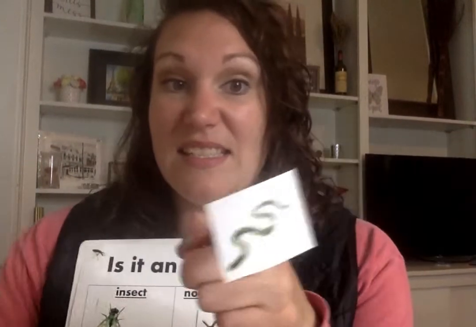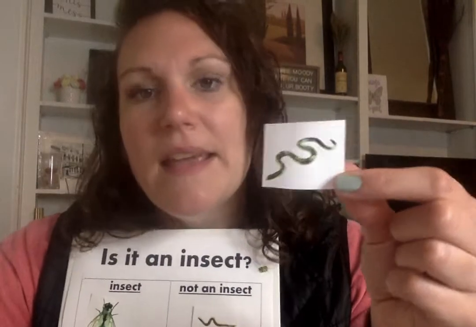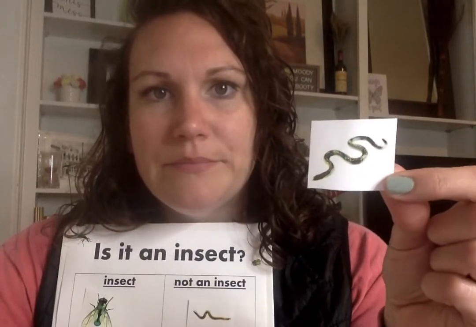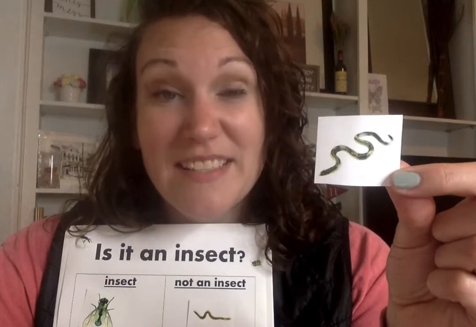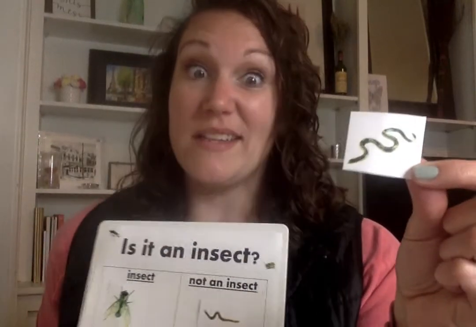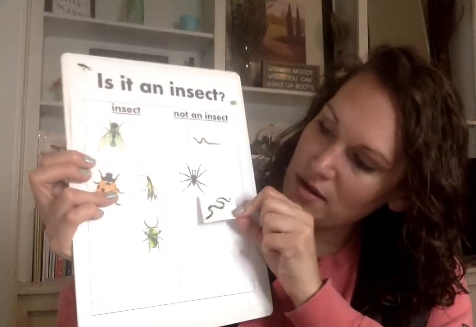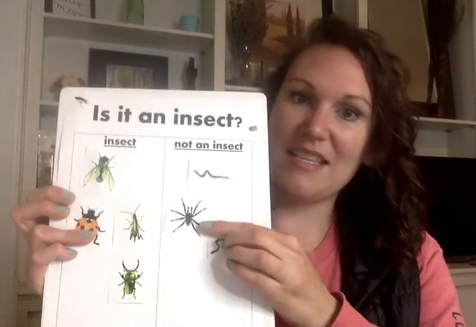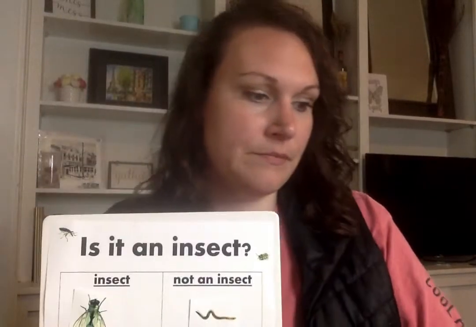Ooh, this is a snake. Look at that. Is that snake an insect? No, he doesn't have a thorax and an abdomen or legs or antenna. So we have to put him in the not an insect side because he is a snake.